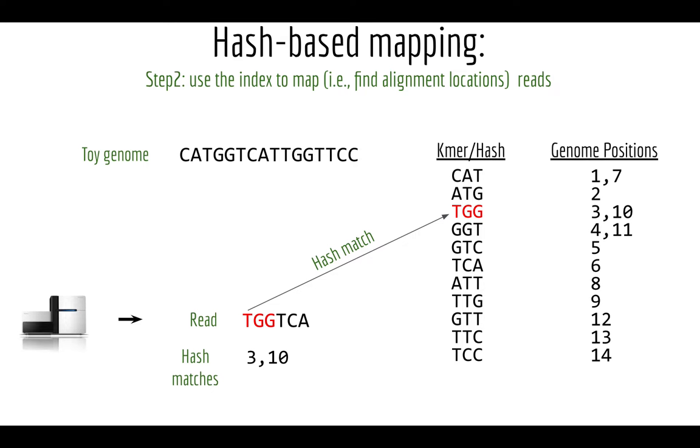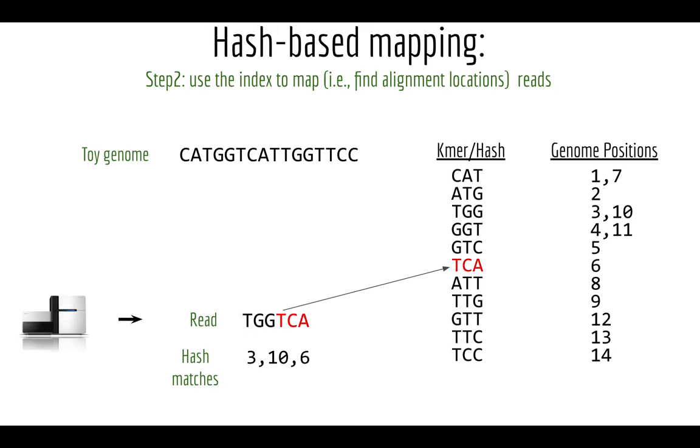I'm going to look that thing up in the index, and it's got 2 matches at position 3, boom, and position 10, boom. So those are 2 possible locations that read could go. But there's more information in this read, right? There's another k-mer. Well, there's multiple other k-mers.